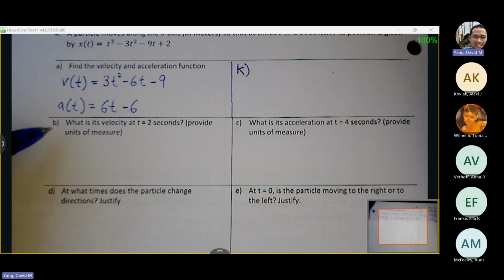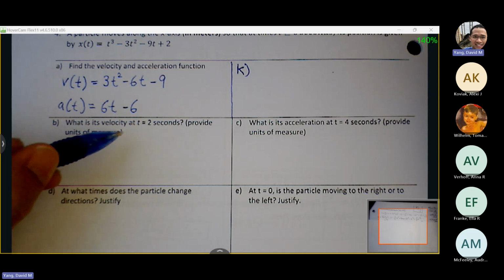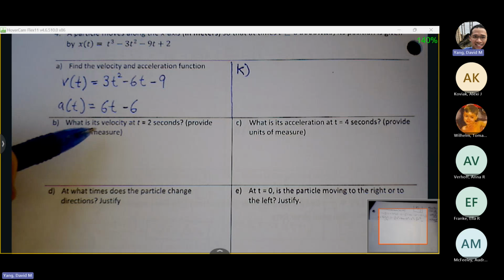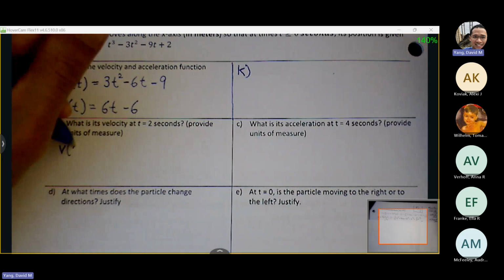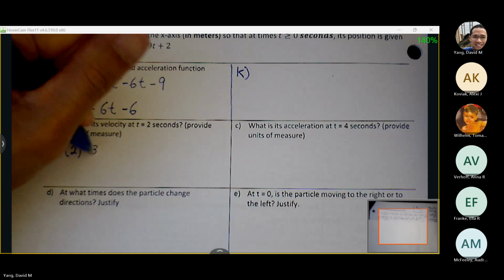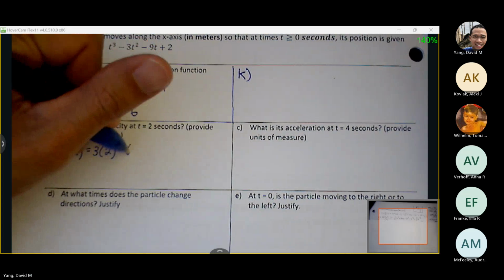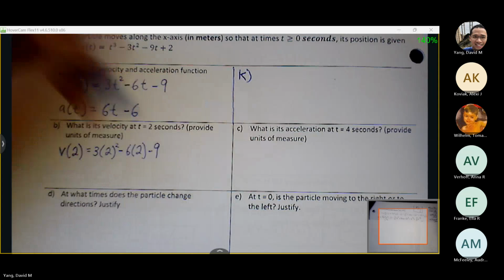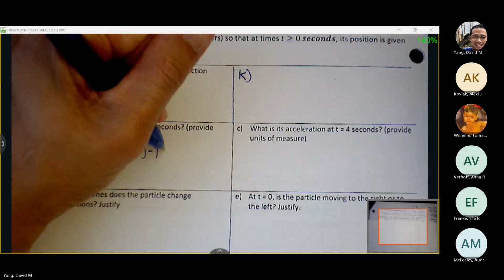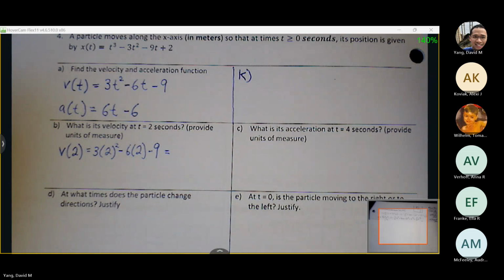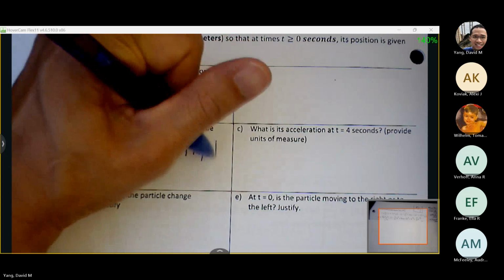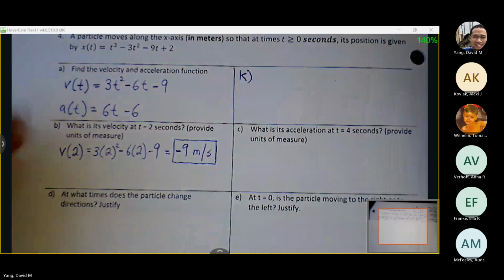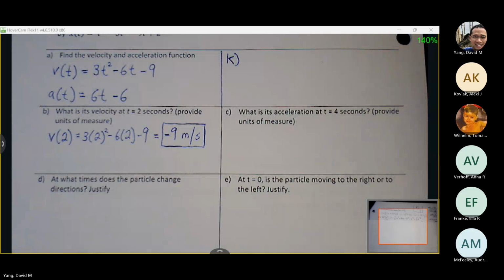Okay. All right, so now part B. What is the velocity at t equals 2 seconds? This is instantaneous velocity. We're going to use the velocity function, plug 2 into the velocity. This is a moment in time, so we can use our velocity function. Units of measure, meters per second.